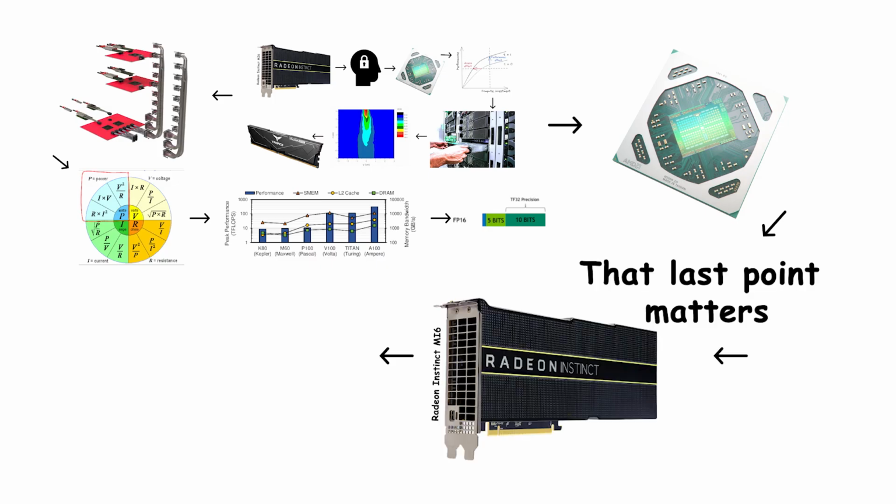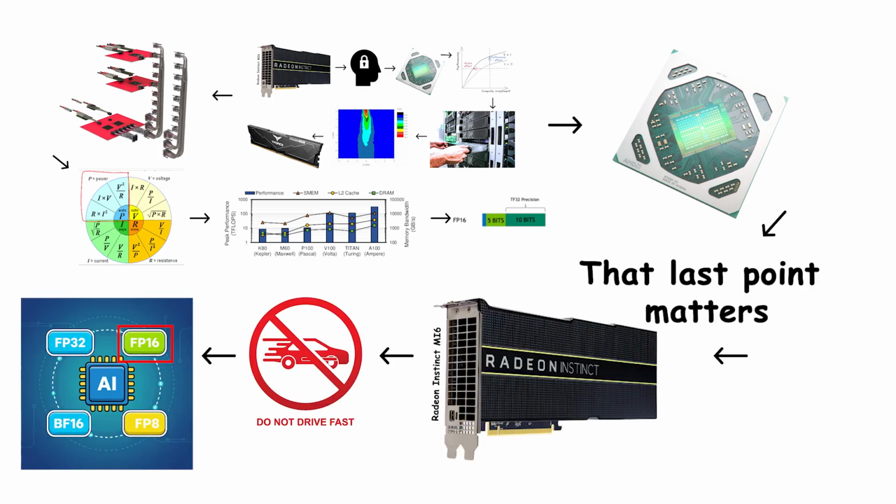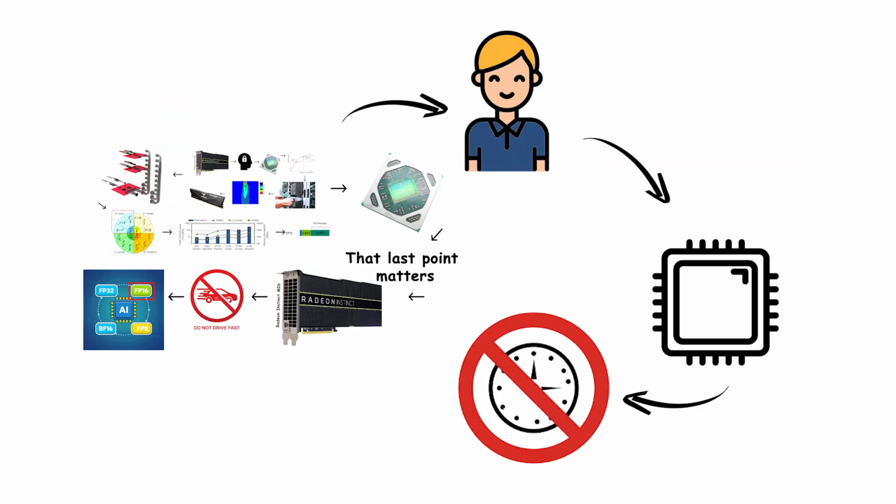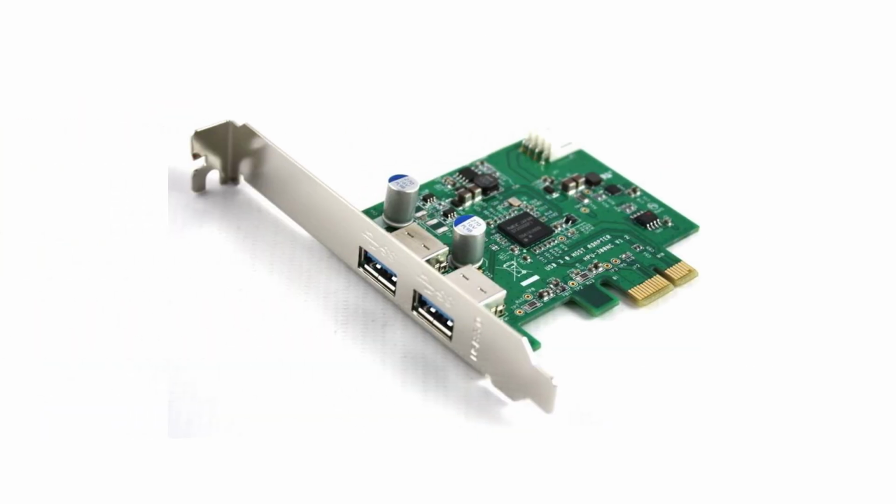On MI6, you did not get a speed up by switching to FP16. You saved memory, not time. The card used PCI Express 3.0 and passive cooling for servers.